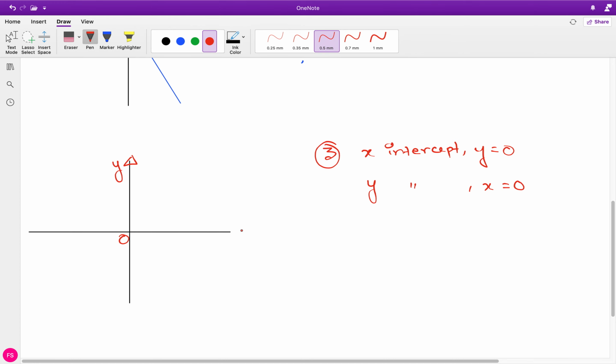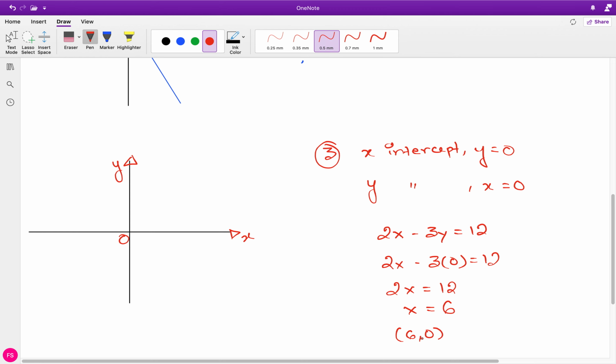So let's figure out the x-intercept first. For the x-intercept, the y is 0. I'm just going to substitute y equals 0 into the equation. If you multiply anything by 0, that's just 0. So this just gives us 2x equals 12, which is x equals 6. So my first point is 6 and 0. That is, your graph is going to cross the x-axis at 6.